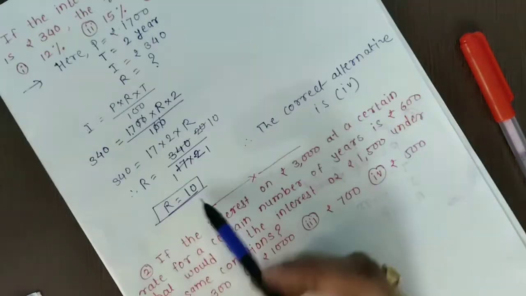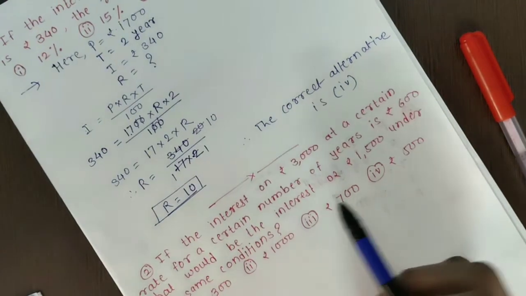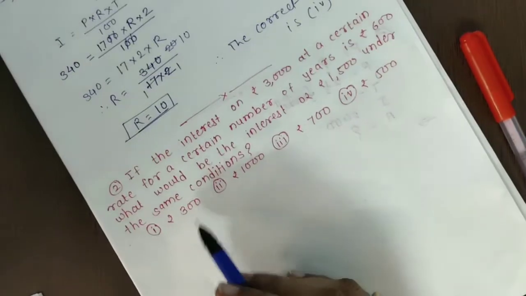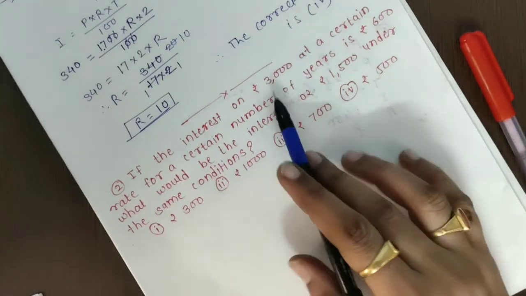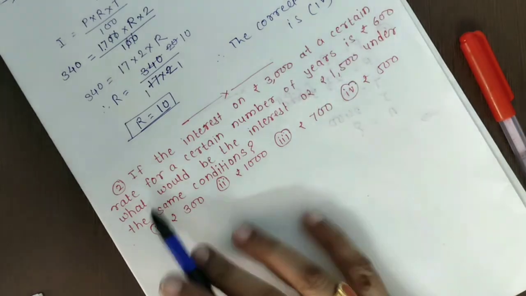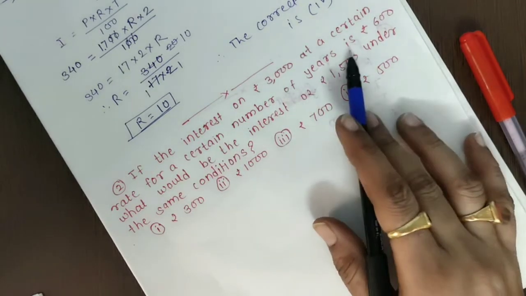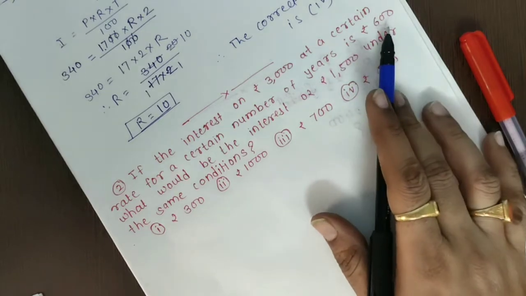10%, that you have found out, R equal to 10. Okay, now see next example. If the interest on rupees 3000 at a certain rate for a certain number of years is rupees 600.